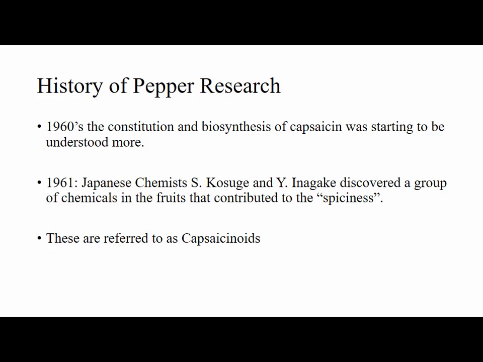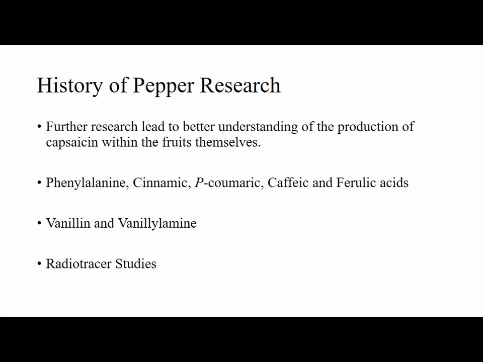All right, so in the 1960s, we started learning more about the constitution and biosynthesis of capsaicin. And in 1961, Japanese chemists S. Kosugi and Y. Inagaki discovered a group of chemicals in the fruits that contributed to the spiciness, and these are what are known as the capsaicinoids. Further research led to a better understanding of how capsaicinoids were produced within the fruits themselves. We know that some of the chemicals involved in these pathways are phenylalanine, cinnamic, p-coumaric, caffeic, and ferulic acids, and 2 that I want you to pay special attention to, that I'll talk about more, are vanillin and vanillamine.